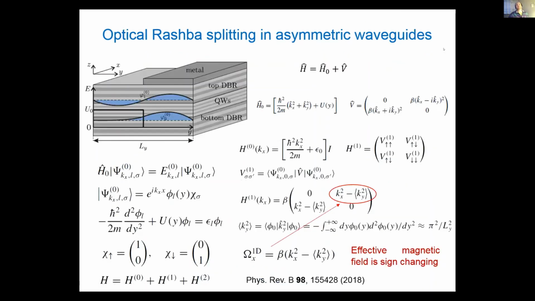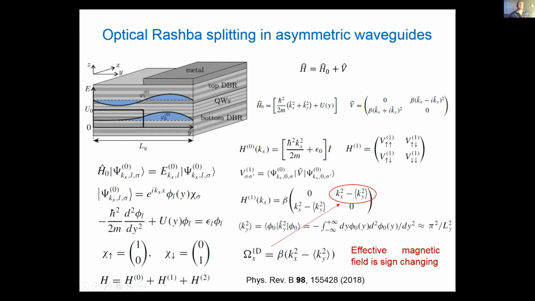Today, I would like to mention two other possibilities of the introduction of the effective gauge fields. So the first example will correspond to a one-dimensional polariton system, and the second example will correspond to a two-dimensional, not necessarily even polariton system, but a two-dimensional exciton system. So let me start from the one-dimensional system.